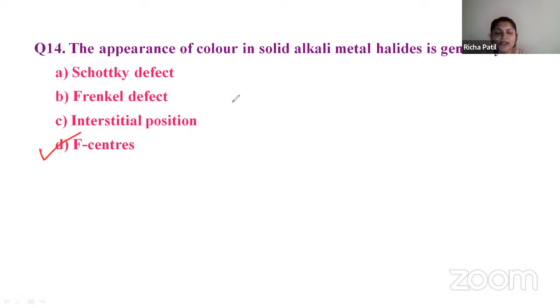So alkali metal halides have anionic sites which are occupied by the unpaired electrons. So F centers impart color. So in metal halides, the color is generally due to F centers. F centers are nothing but the anionic vacancies in which unpaired electrons will occupy the sites.